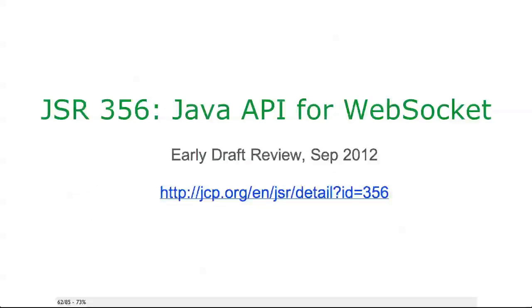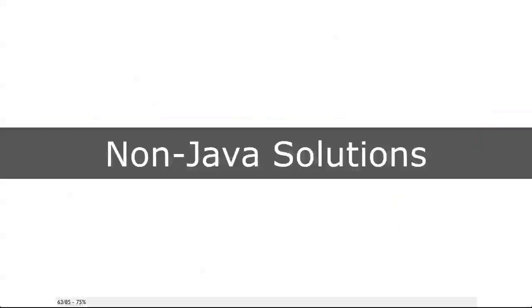Finally, since I'm giving you an overview of the specs you need to be aware of, there's also JSR 356, the Java API for WebSockets, but Rossen will go into those details in just a little bit. So we're talking now about non-Java solutions.